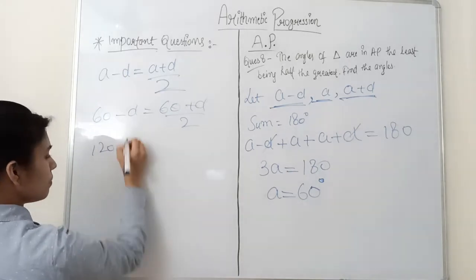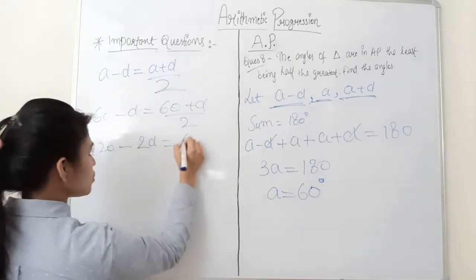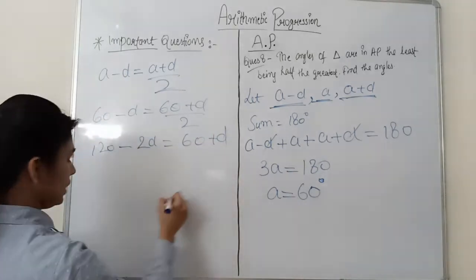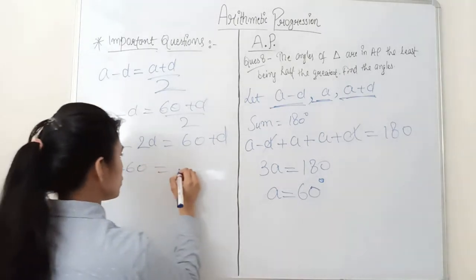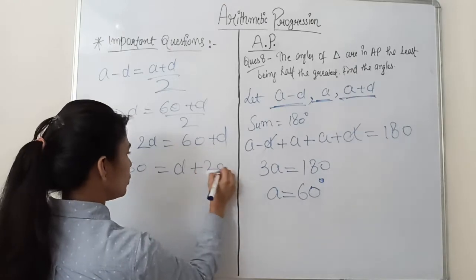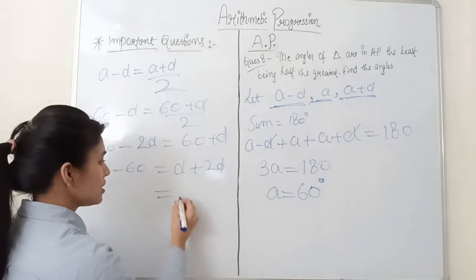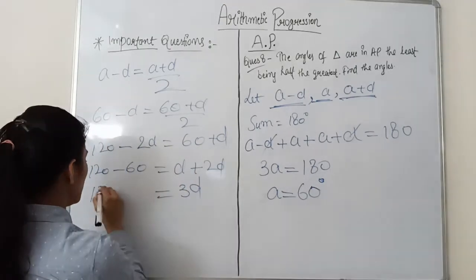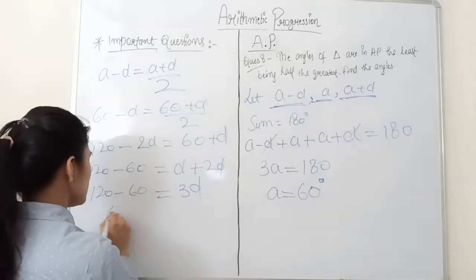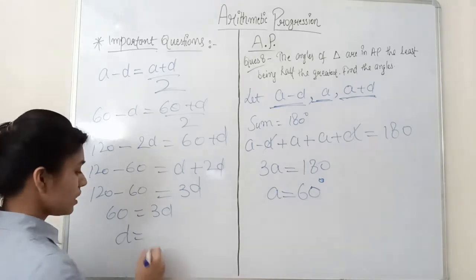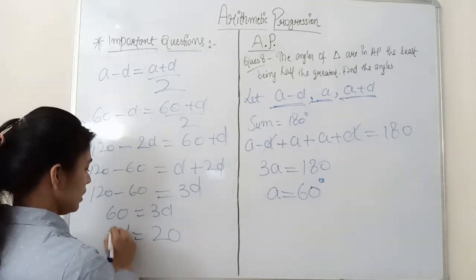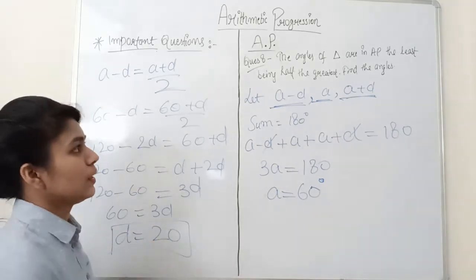120 minus 2d is equal to 60 plus d. Okay. 120 minus 60 is equal to d plus 2d. 2d plus d is equal to 3d. 120 minus 60 is 60, equal to 3d. d is equal to 60 by 3, which is 20. The value of d is 20.